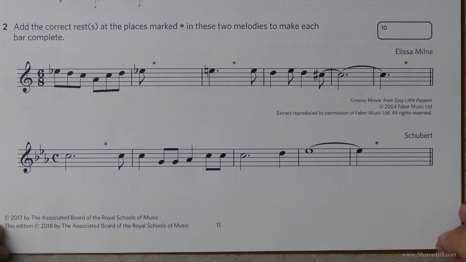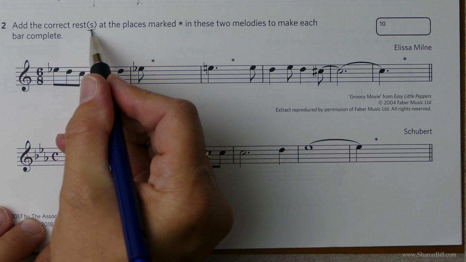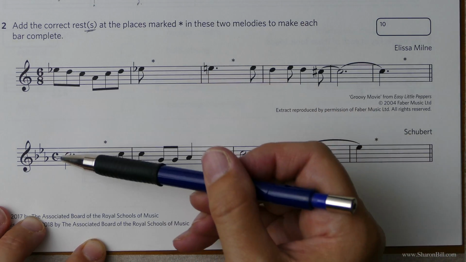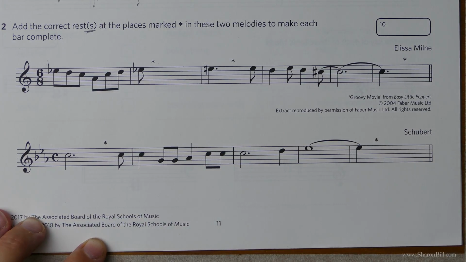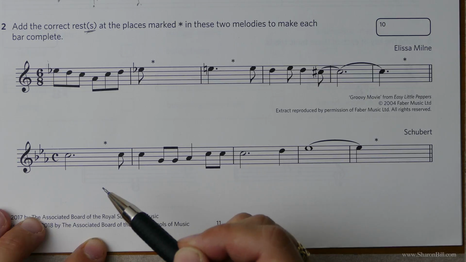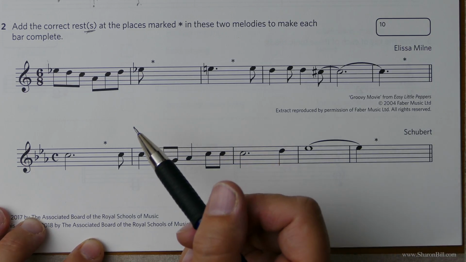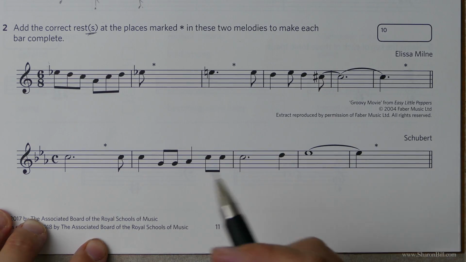So question 2 asks us to add rest or rests. That's the important bit there at the places marked with a star in each of these 2 melodies. So watch out, we've got 2 separate time signatures here. So remember that overall the rule is that every new beat requires a new rest. There are just a few exceptions, and we always need to show clearly the start of each new beat, just as if we were beaming the notes. It's the same principle in rests, just as it would be in notes.